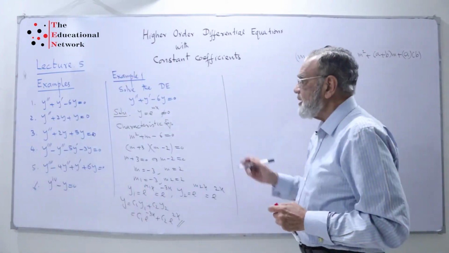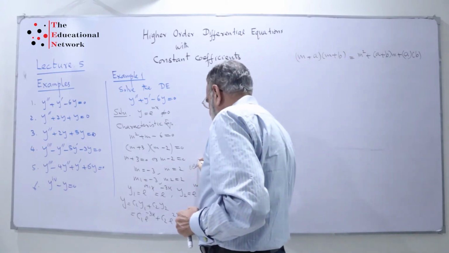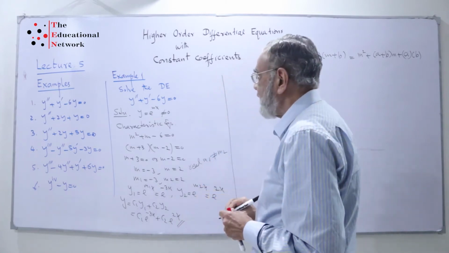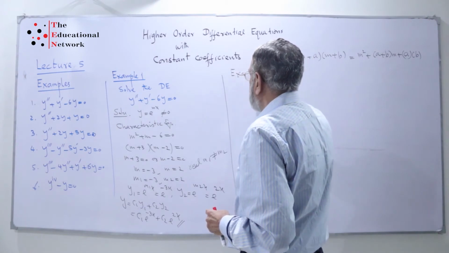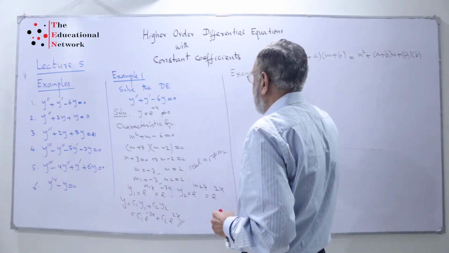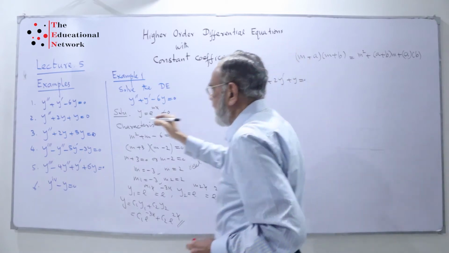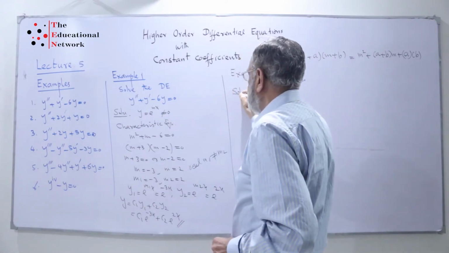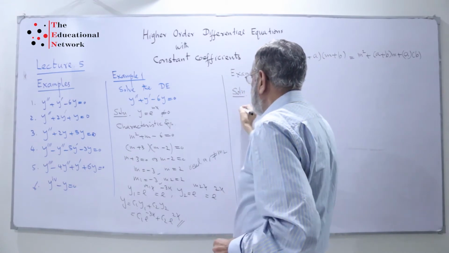In the first example, the roots were real, and m1 was not equal to m2. Now we take the second example, example 2. I want to solve the differential equation y double dash plus 2y dash plus y is equal to 0. Again, for solving it, we always substitute y is equal to e to power mx, and we get the characteristic equation.